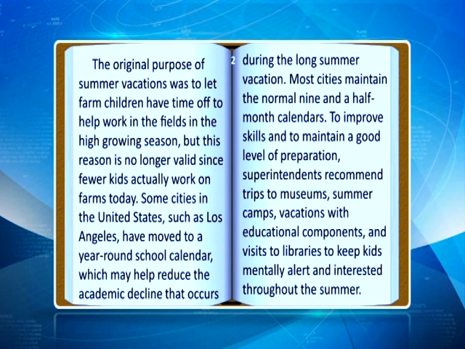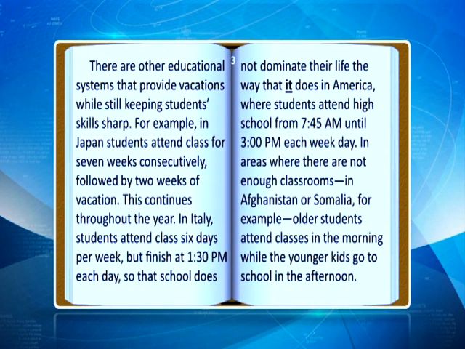To improve skills and to maintain a good level of preparation, superintendents recommend trips to museums, summer camps, vacations with educational components, and visits to libraries to keep kids mentally alert and interested throughout the summer. That's paragraph 2. Paragraph 3 says, there are other educational systems that provide vacations while still keeping students' skills sharp. For example, in Japan, students attend class for 7 weeks consecutively, followed by 2 weeks of vacation. This continues throughout the year.